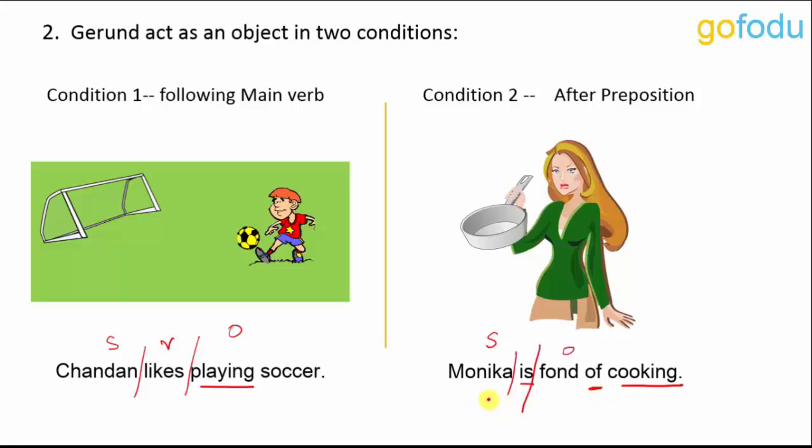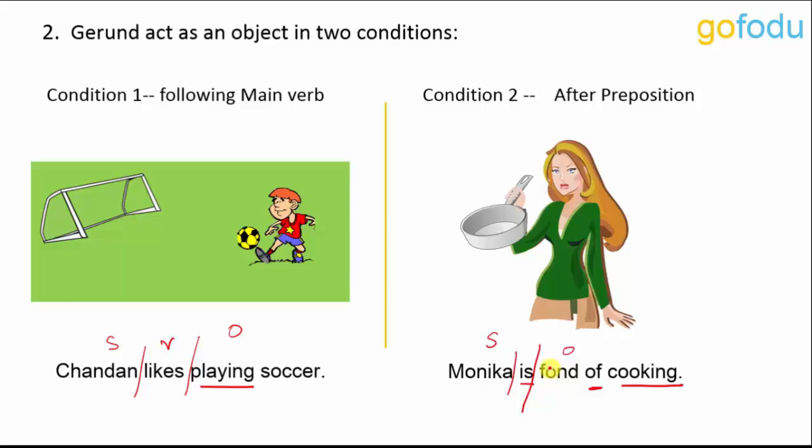What exactly is a preposition? The words which connect two nouns or noun or pronoun and show their link in the sentence. Like what's the link between Monica and cooking? Of, fond of cooking. Alright, so we can have more examples like he likes playing cricket.